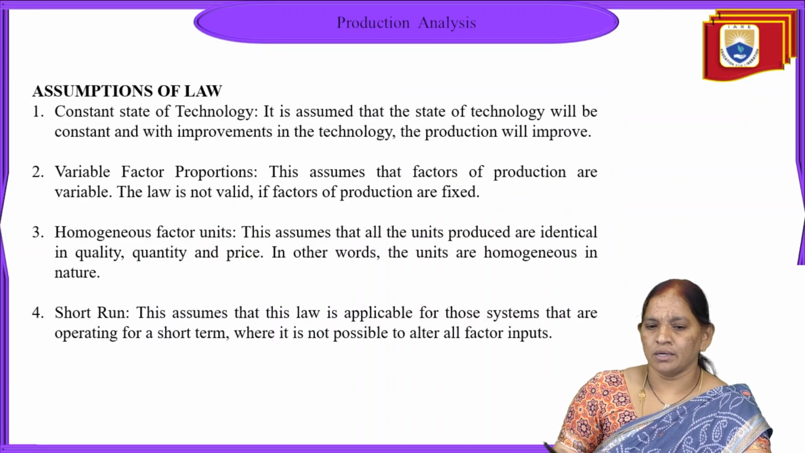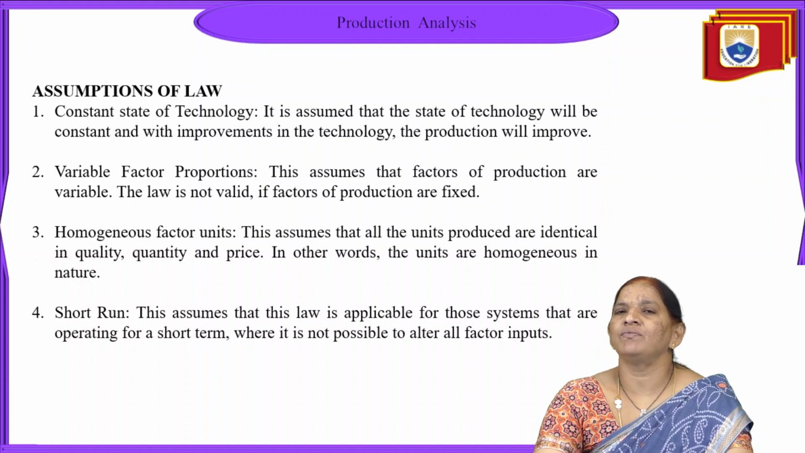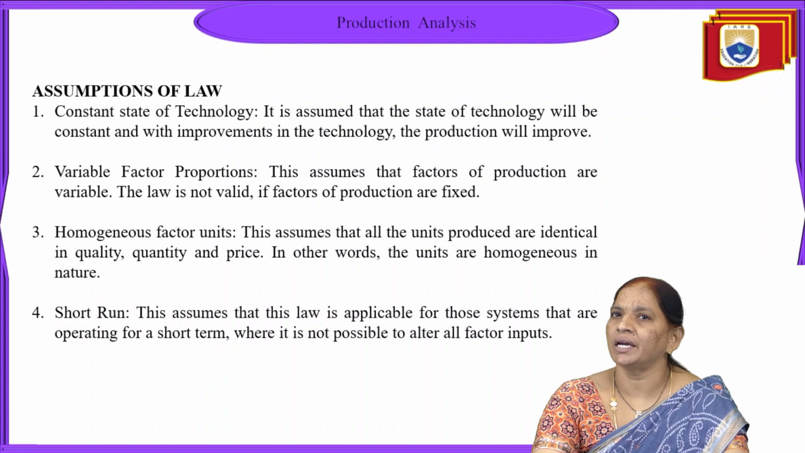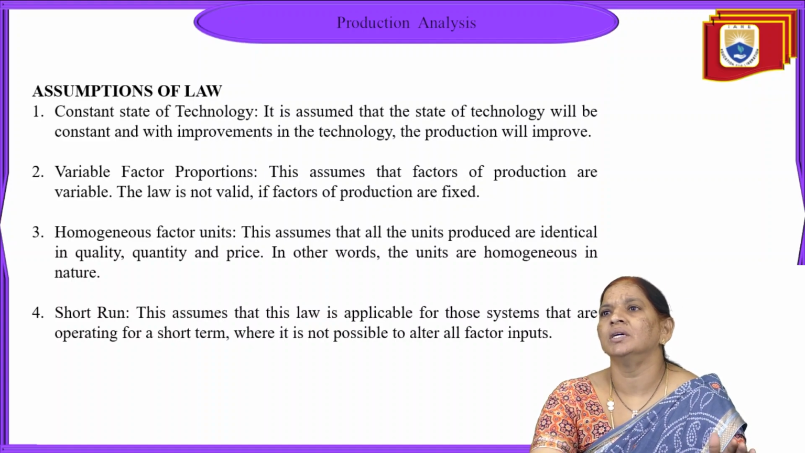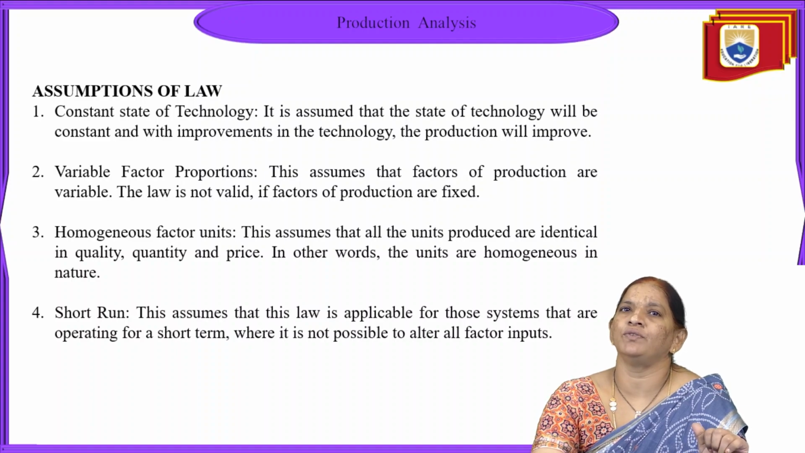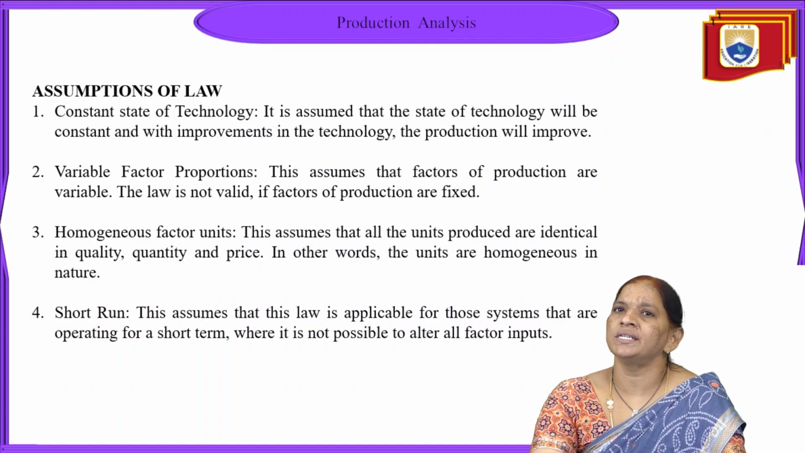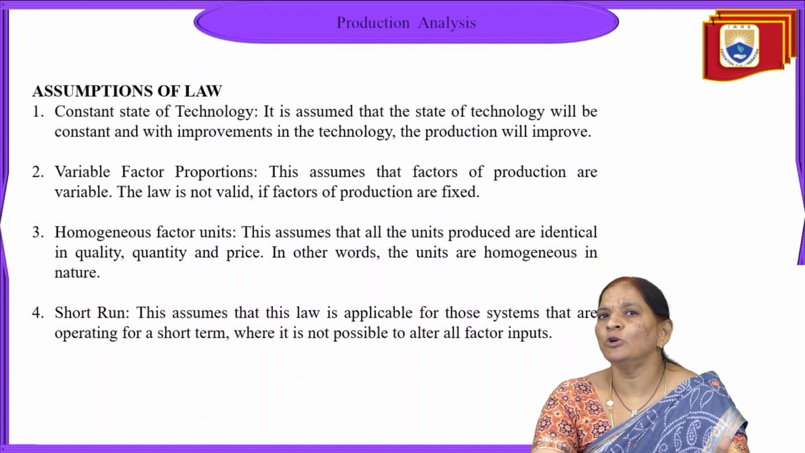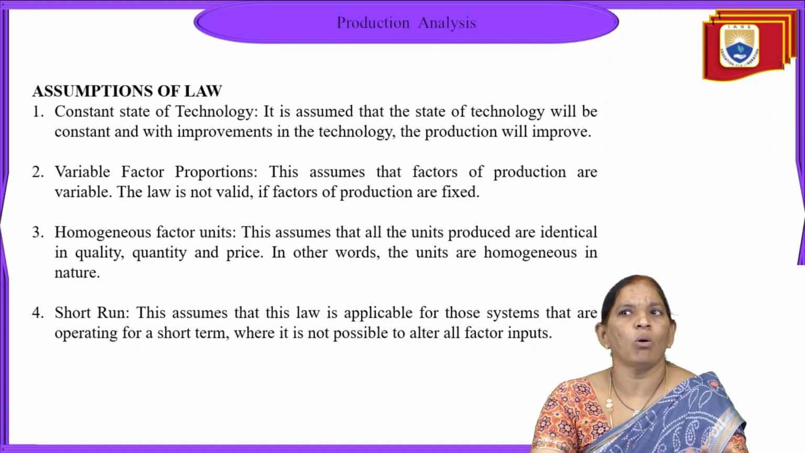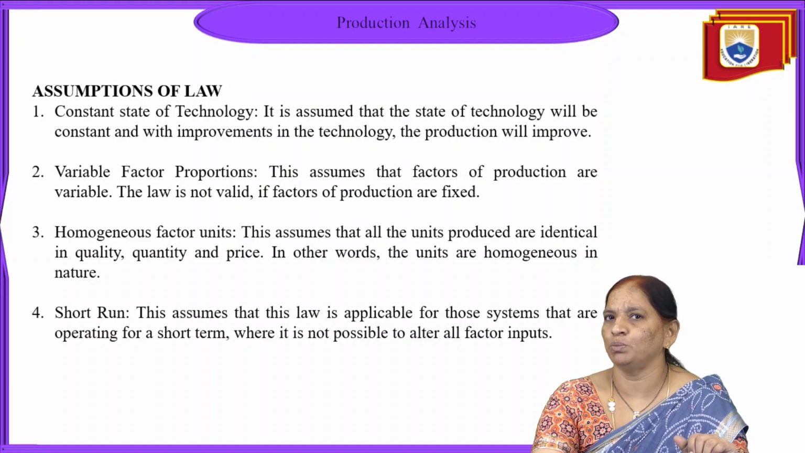And for this law of variable proportions, we have some assumptions, meaning that this law will work only when some things are constant. So what are the assumptions of this law? The first one is the constant state of technology. It is assumed that the technology is constant, because in the short run, all factors cannot be changed. Only one factor we are able to change.